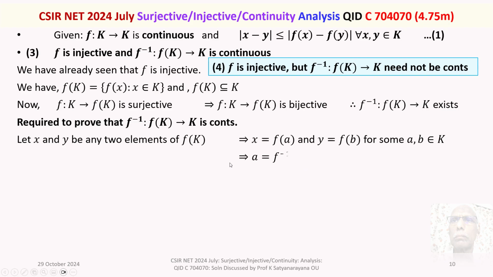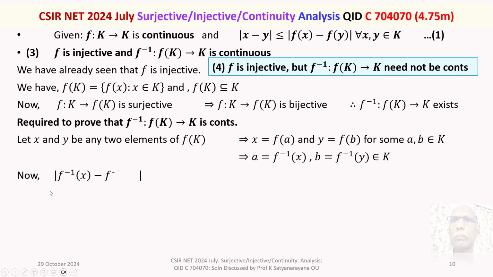This will imply a will be f inverse x. Yes, f inverse has a meaning. So b will be f inverse of y, and a and b are elements of k. So f inverse x, f inverse y belong to k. So we have got them. They are the elements of k. Go back to option 1.